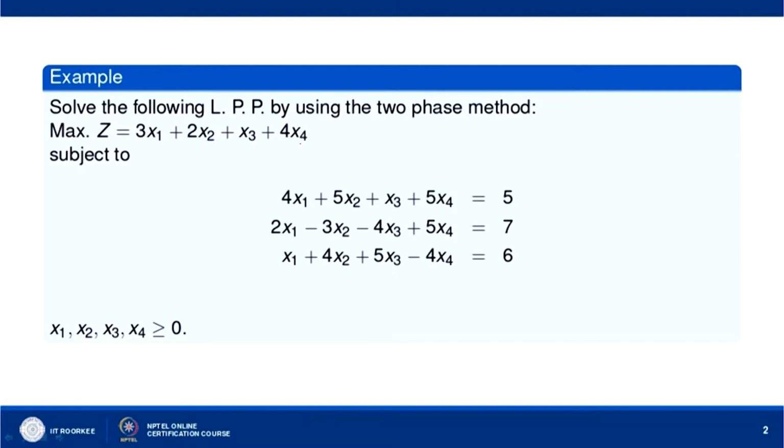Let us consider z equal to 3x1 plus 2x2 plus x3 plus 4x4. We have to maximize this objective function subject to the constraints 4x1 plus 5x2 plus x3 plus 5x4 equal to 5, 2x1 minus 3x2 minus 4x3 plus 5x4 equal to 7, x1 plus 4x2 plus 5x3 minus 4x4 equal to 6, x1, x2, x3, x4 greater than or equal to 0.